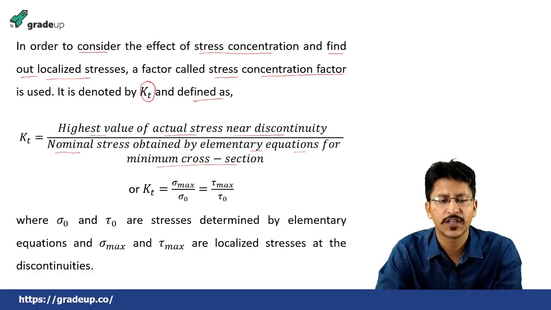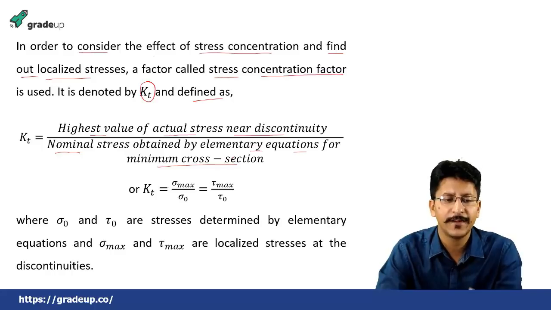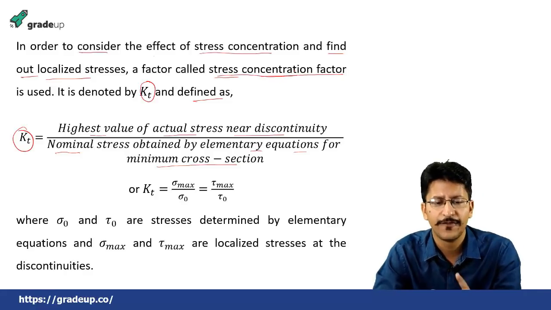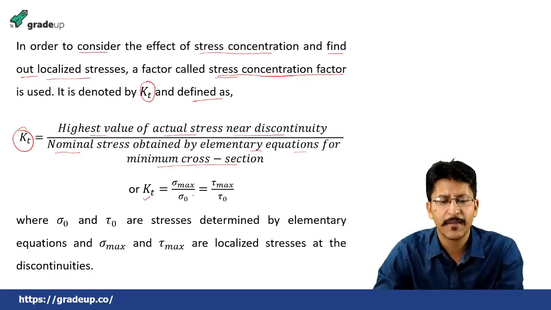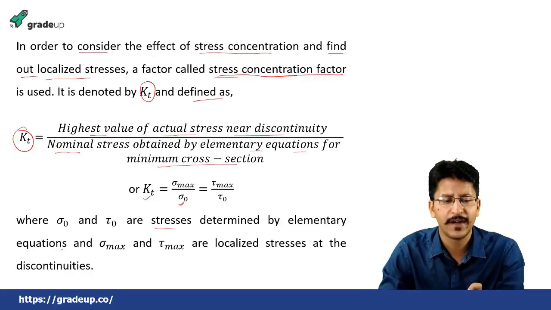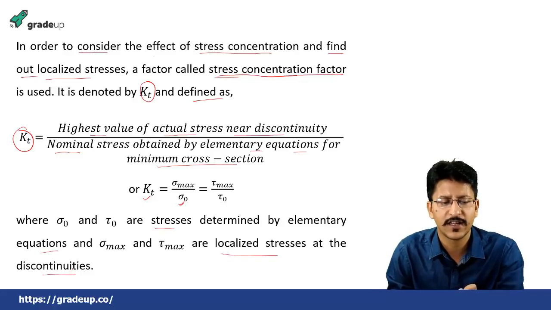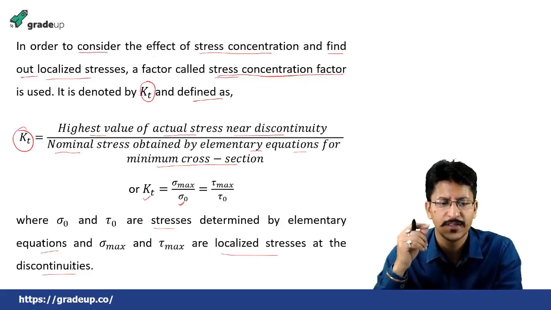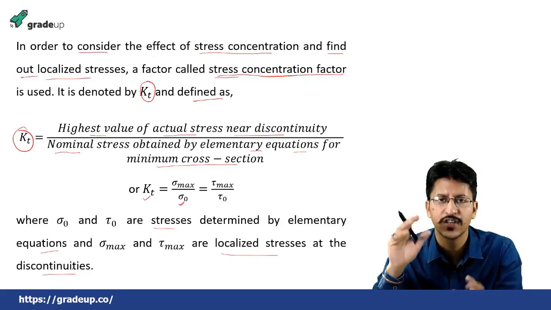Okay, for minimum cross section, what we get for the nominal stress and the highest value, the ratio of both these terms is given by KT, which is known as stress concentration factor. So this KT is sigma max upon sigma naught, or if it is a normal force, it will be maximum normal stress upon nominal normal stress. Otherwise, it can be maximum shear stress upon nominal shear stress. These are the stresses determined by elementary equations, and these are the localized stress at the discontinuities. This is the term that is stress concentration factor.